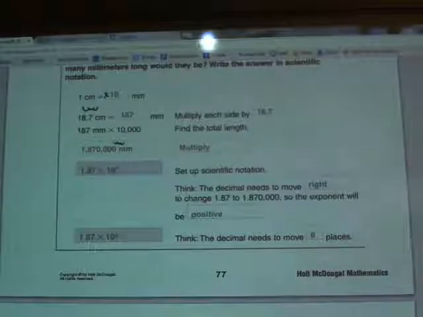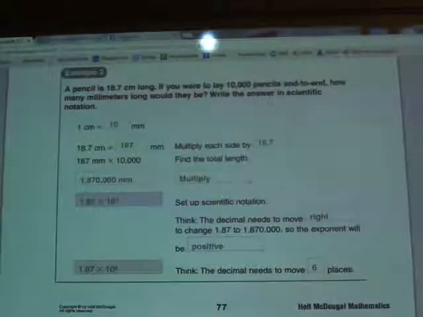All right, let's go ahead and take a look at the next question here. The next question says, a pencil is 18.7 centimeters long. If you were to lay 10,000 pencils end to end, how many millimeters long would they be? Write the answer in scientific notation.